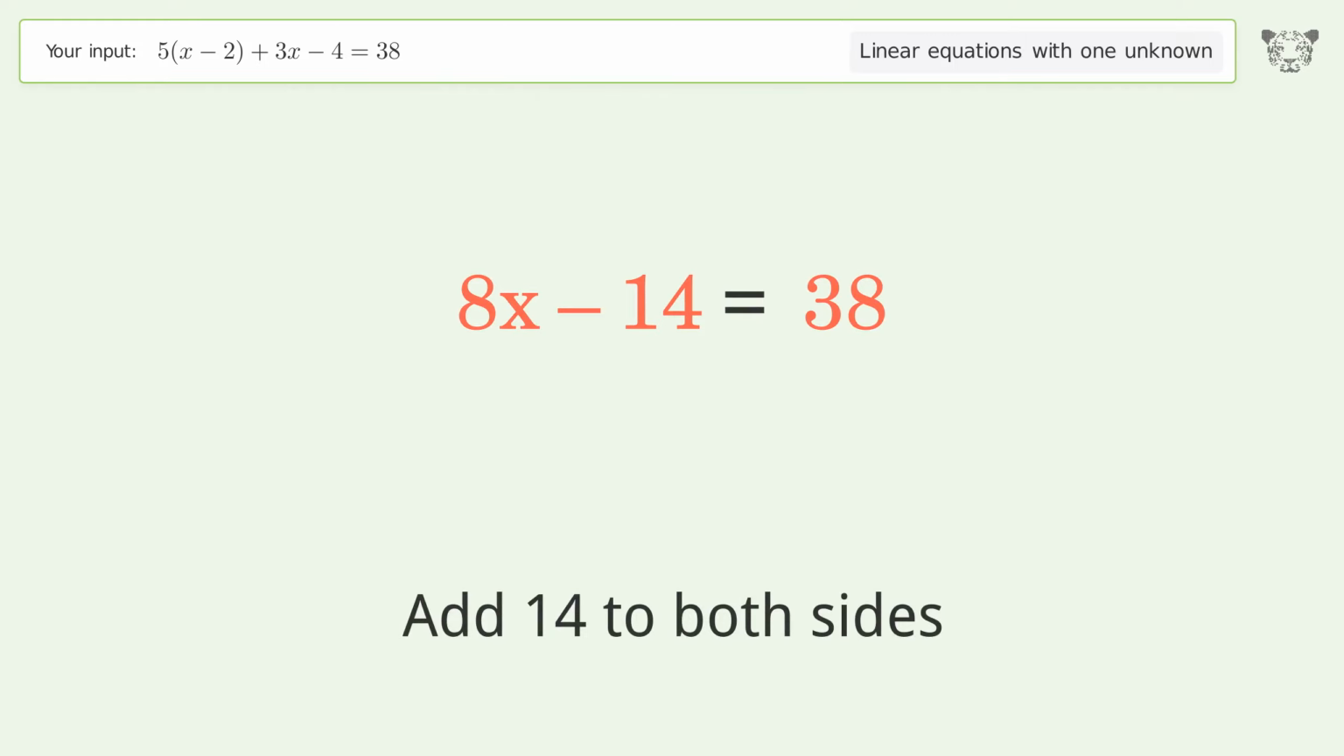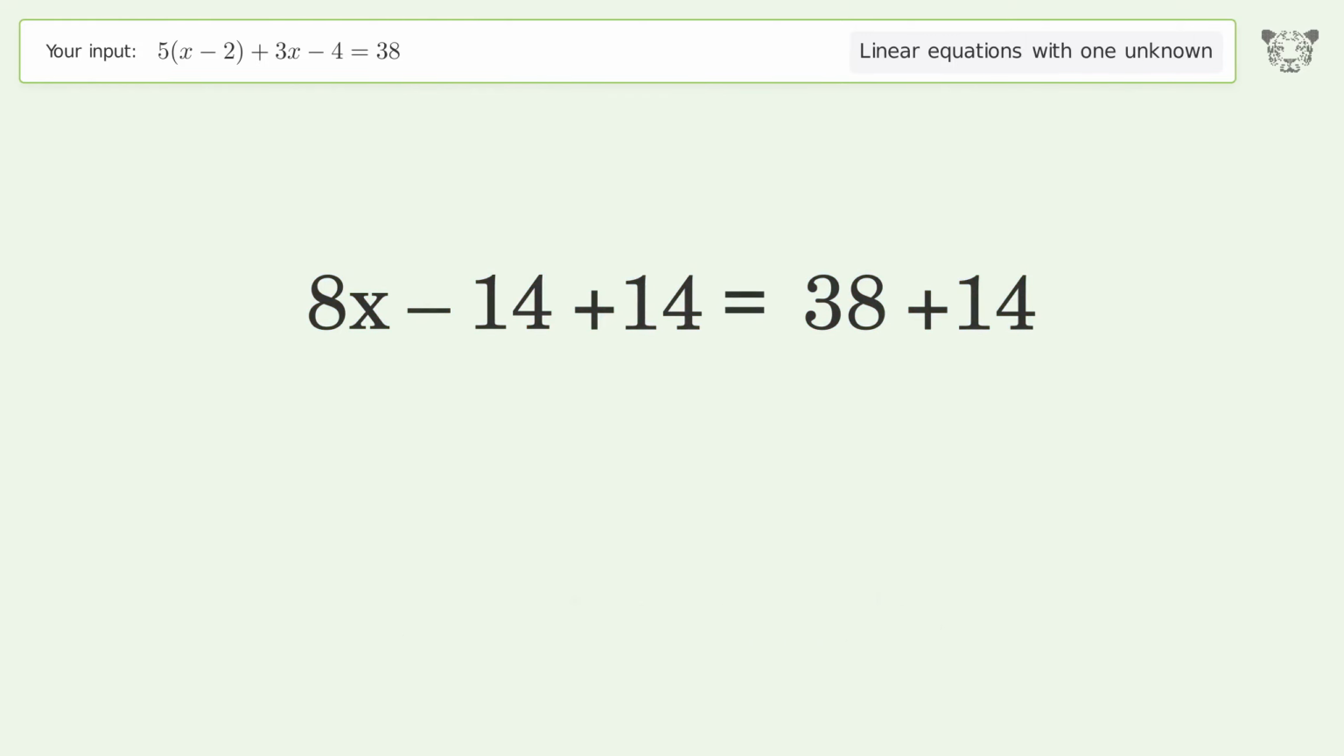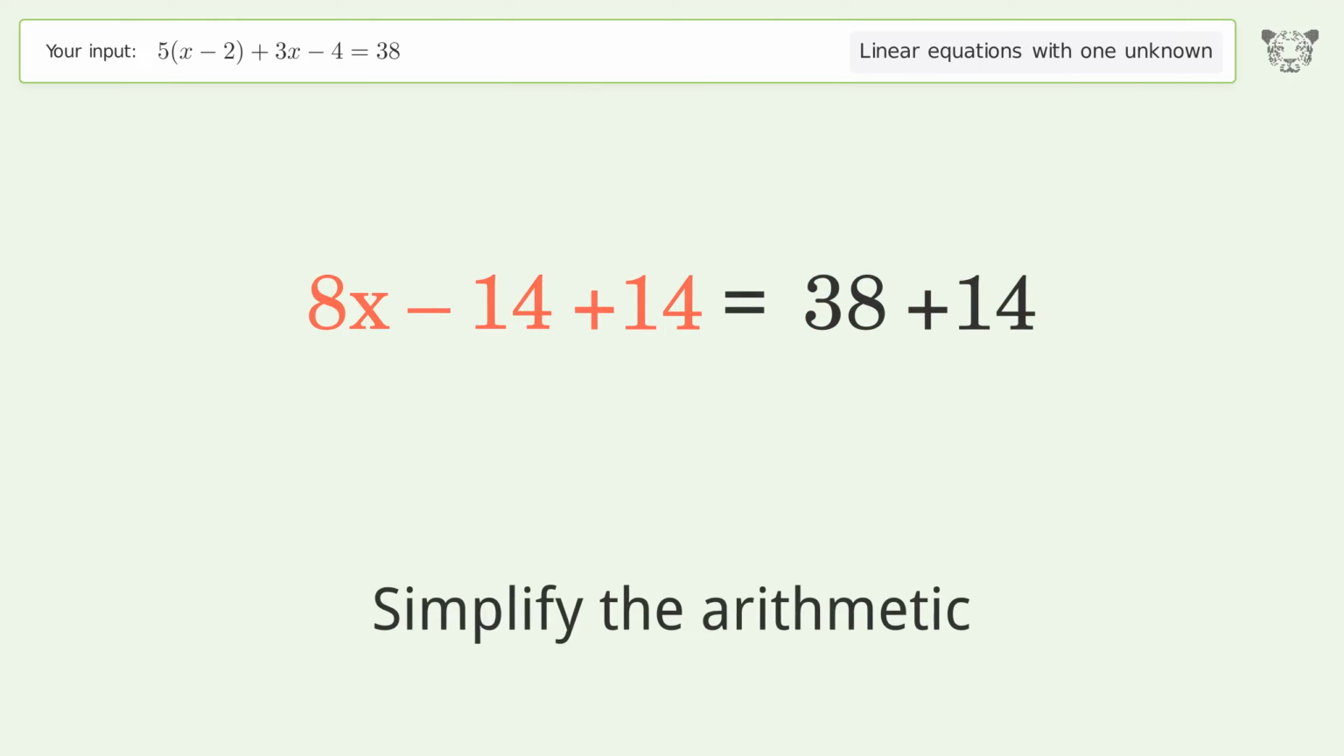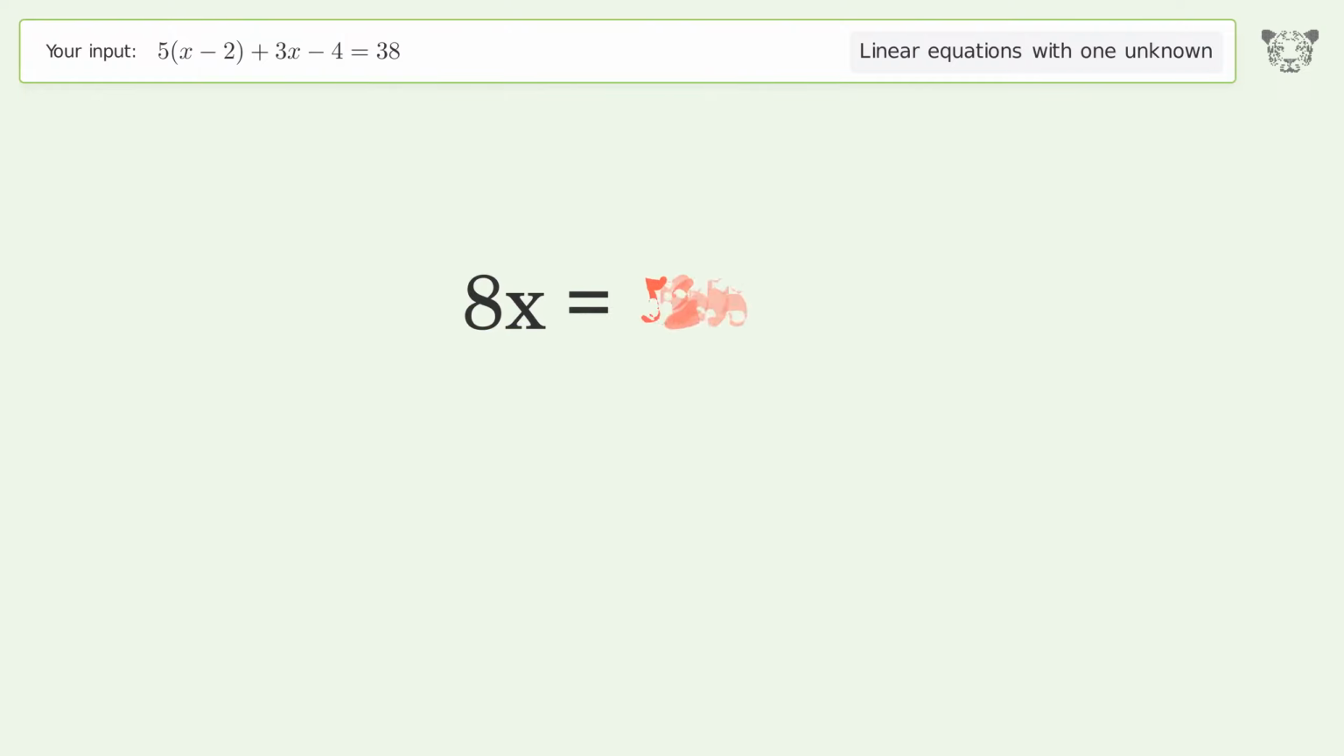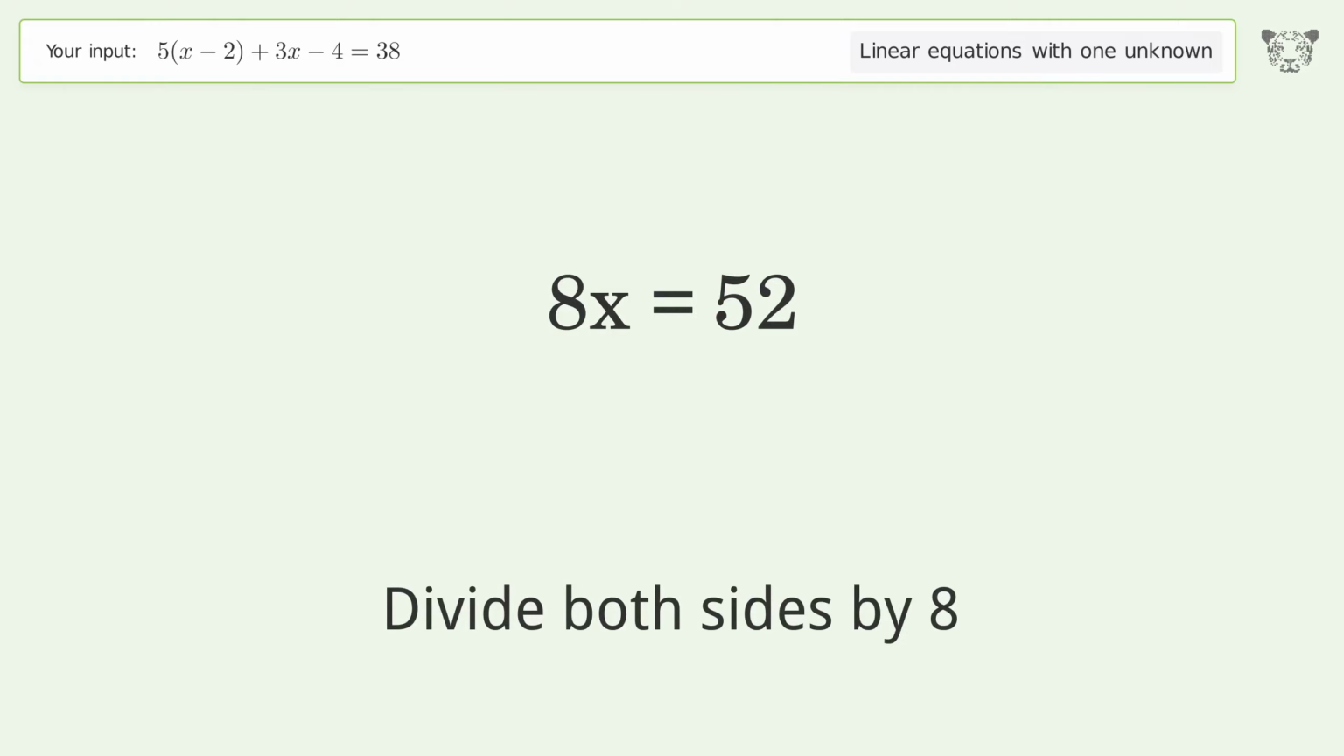Add 14 to both sides. Simplify the arithmetic. Isolate the x. Divide both sides by 8.